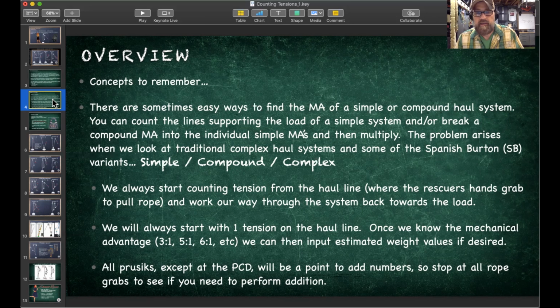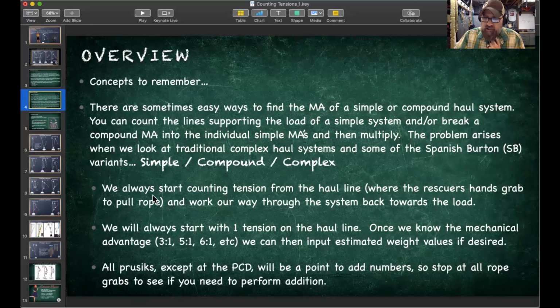The other one to do is I can put that load up, and from where my load is, I can draw exactly where 1 foot is and mark that. And then I do the same thing on my haul line, start right where I start with my haul line, pull my haul line, and when my load reaches that foot, then I count how much rope I pulled, and that will give you the mechanical advantage. Also not really applicable. So counting tensions is the way in which we're going to go on this.